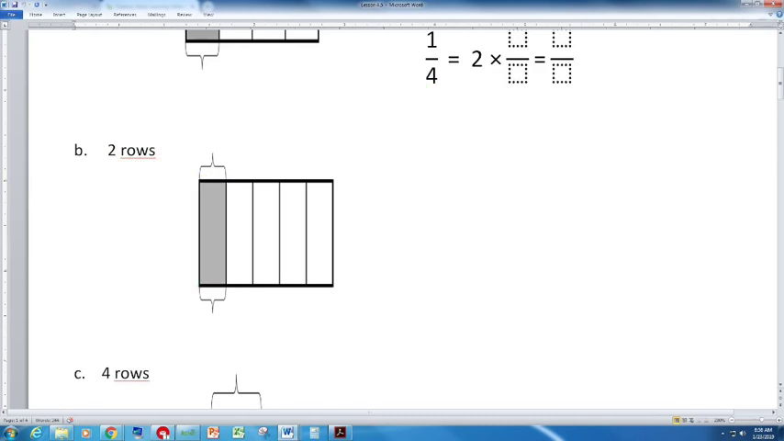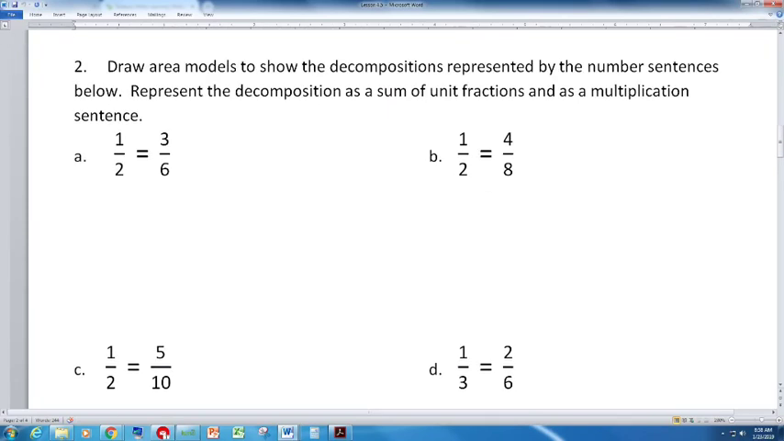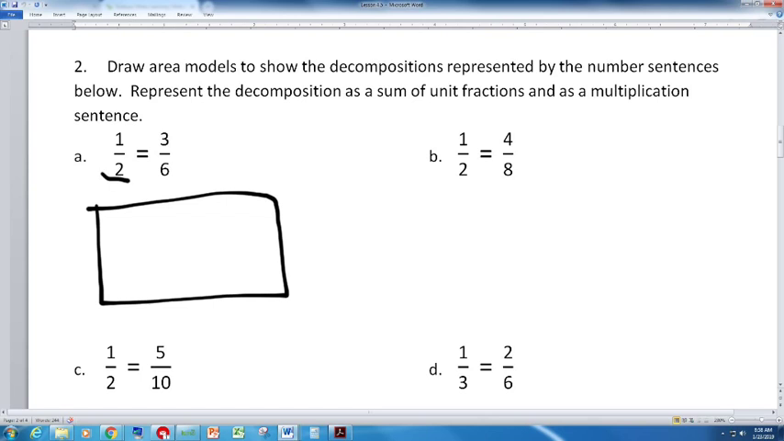So let's do one more problem. Let's go down here. We're going to be drawing our own boxes. We're going to start with just drawing our box, beginning with this first number, 1/2. The bottom number tells us how many parts. So we're going to draw a vertical line to make 2 columns. 1 column, 2 columns. Our top number, our 1, tells us how many parts we need shaded in. So we're going to shade in this 1 part.